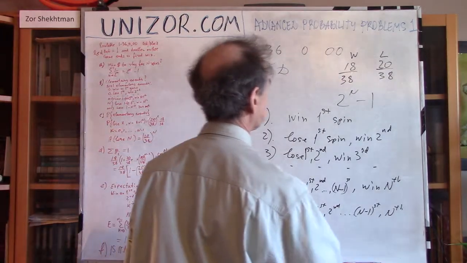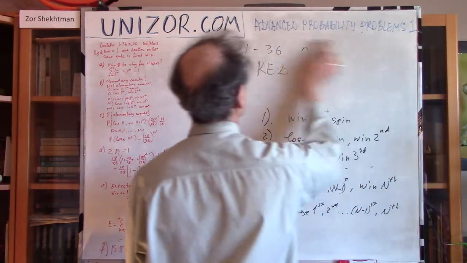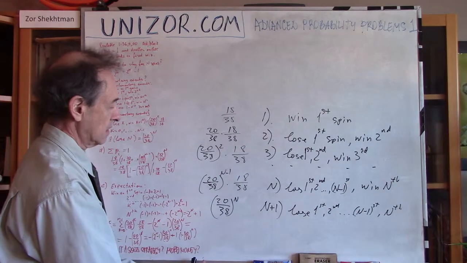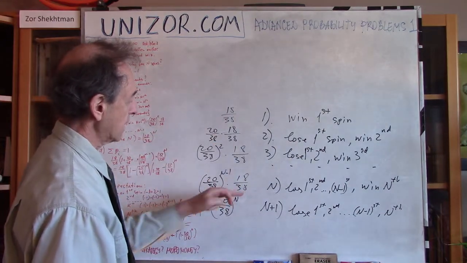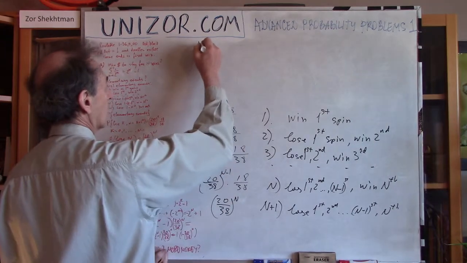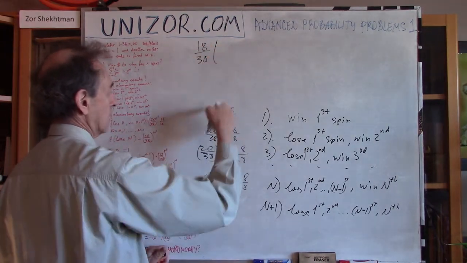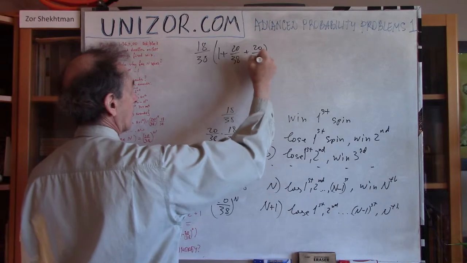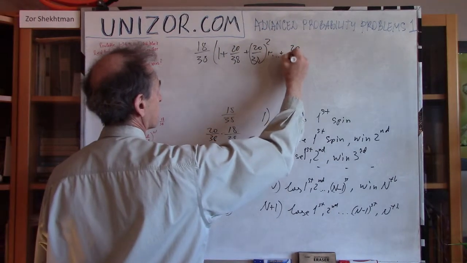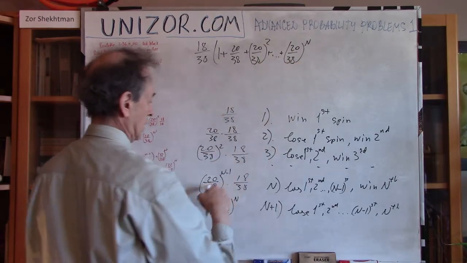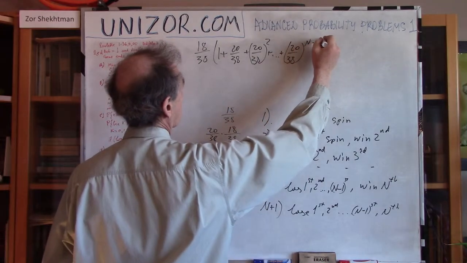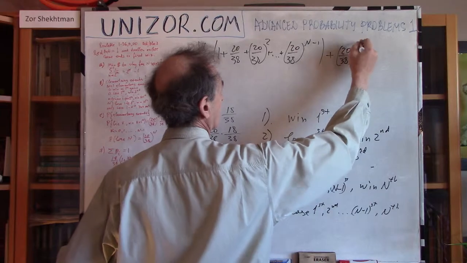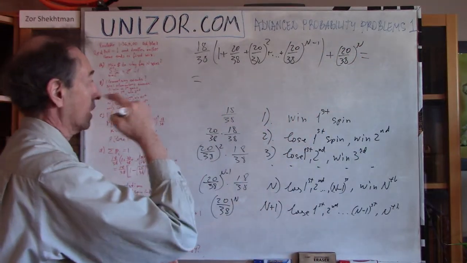Let's just check it out. Okay. So we have to summarize these guys. Well, these all have 18/38 as a factor, so it would be 18/38 times 1 plus 20/38 plus 20/38 squared, etc., plus 20/38 to the power of n minus 1. Right? And plus this one. Equals. Okay. What is this?